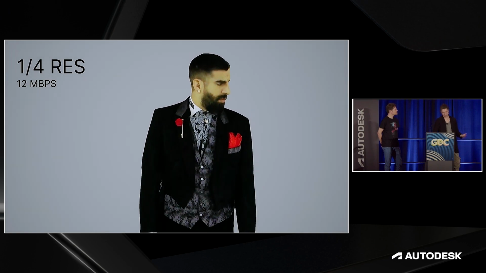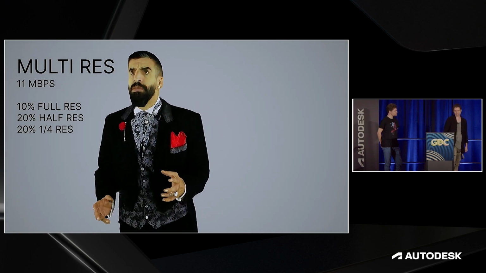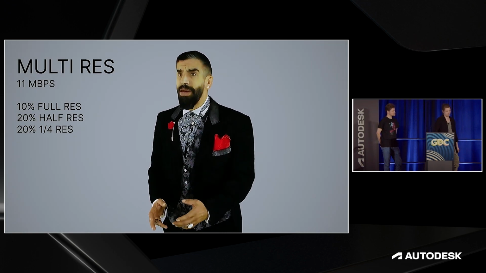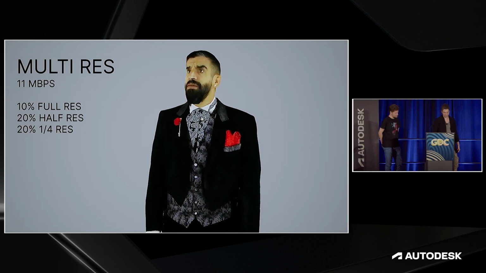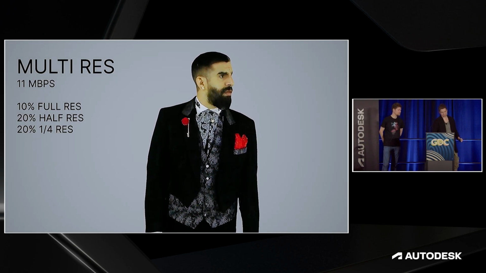With this texturing scheme that I talked about before, we get the same 11 megabits per second, but it looks almost identical to the full resolution that I showed earlier. There's 20% half resolution, 20% quarter resolution, and 10% full resolution. The rest is just vertex color data.